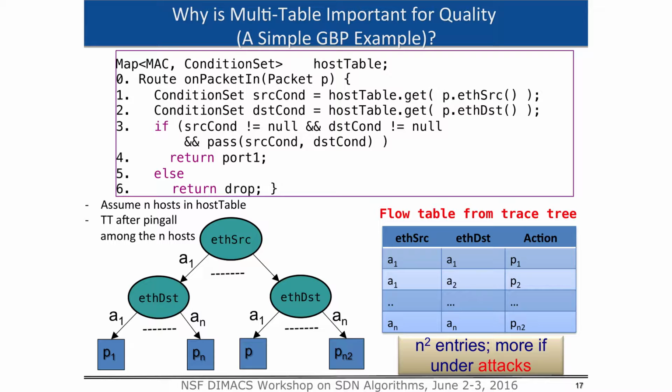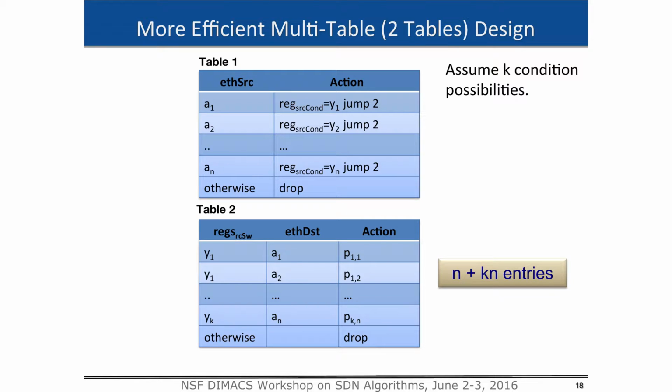Assume there are n hosts in the host table. After we ping among all n hosts, the trace tree will be a huge complete tree with n square leaves, and correspondingly we will have n square flow table entries. And if we are under attack, with more packets arriving with arbitrary host names, the flow table size will be even larger. However, using two tables can very easily reduce the size of the flow table.